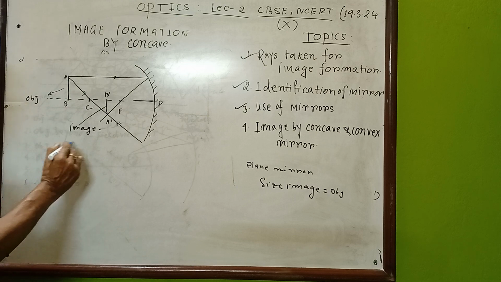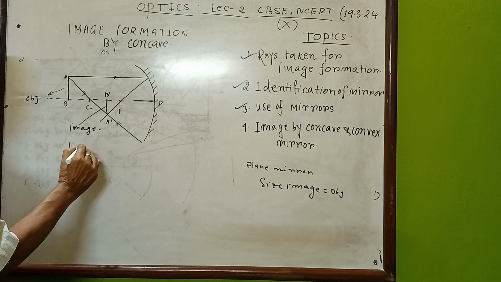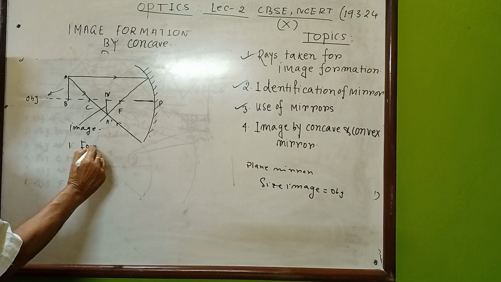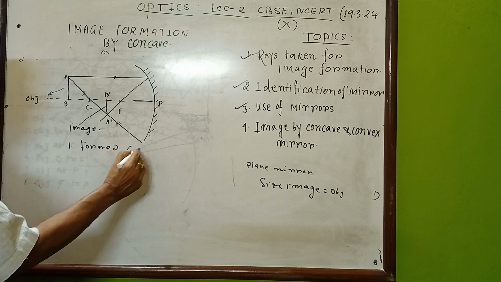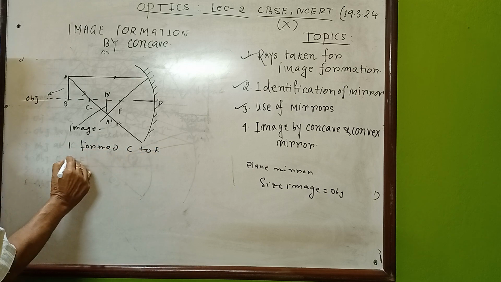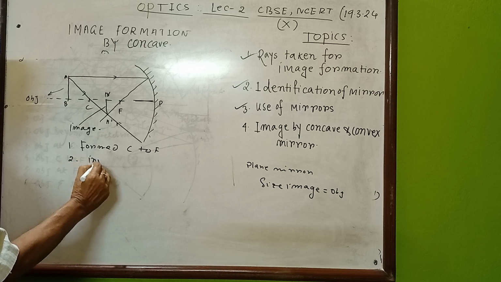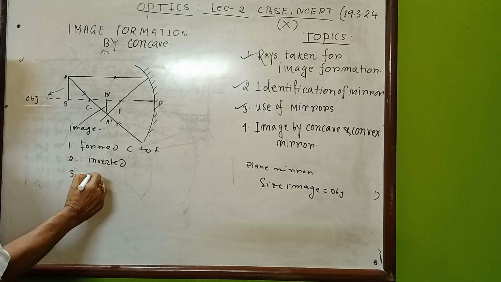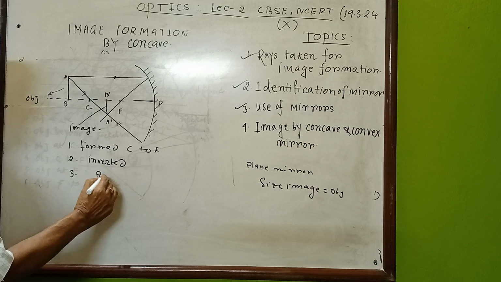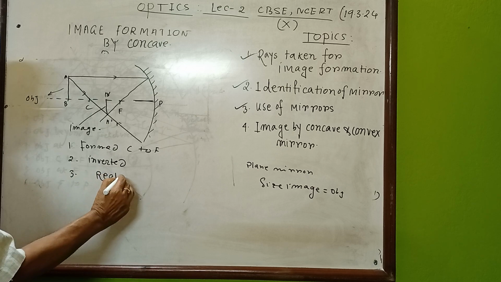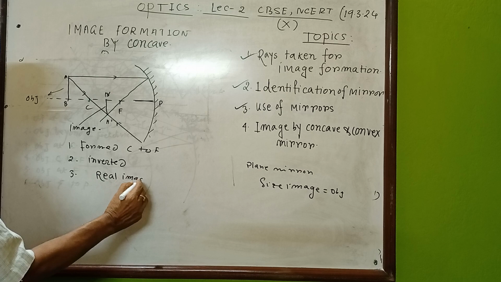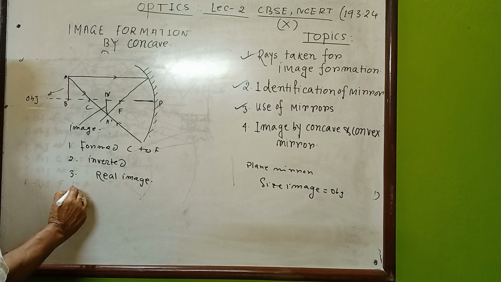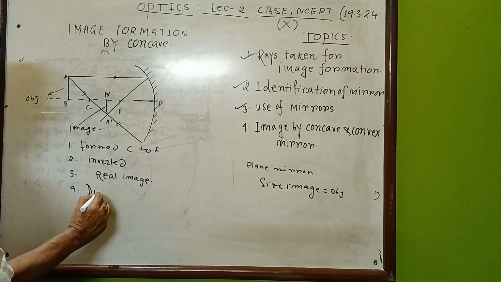Again I am telling you, where is the image formed? The image is formed at C to F, inverted. Number 3, a real image, always inverted, real image, and diminished. These are the characteristics of the image.